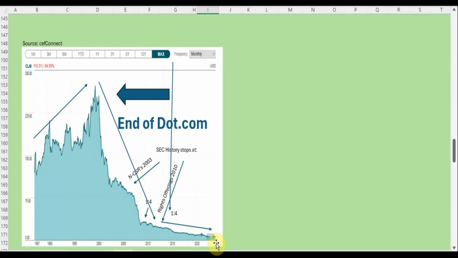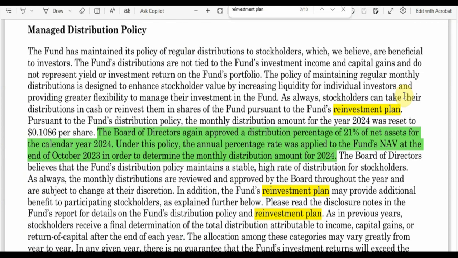Before we look at what makes up the distribution, first, let's look at why it's so high in the first place. To do that, we're going to take a look at the fund's distribution policy. Looking at the section highlighted in green, you can see the board of directors again approved a distribution percentage of 21% of net assets for the calendar year 2024. It was again approved, meaning they had a 21% distribution policy the year before as well.